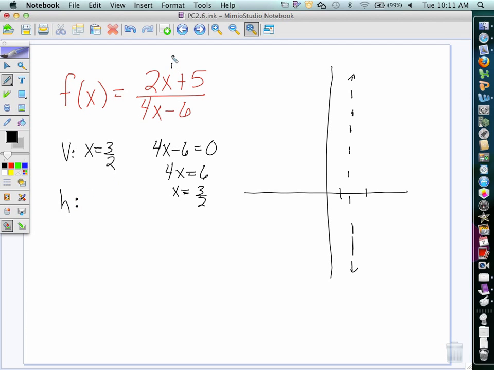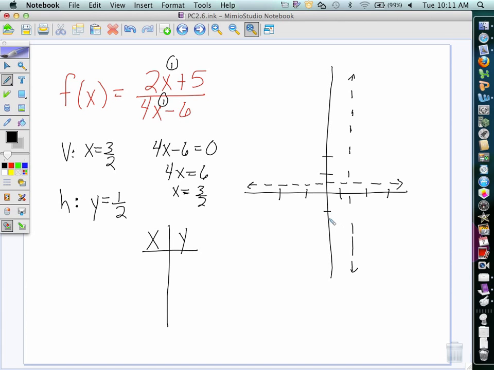For the horizontal asymptote, you compare the degree. The degree on top is 1, the degree on bottom is 1, so it is y equals the ratio of the coefficients, 2/4, which is 1/2. So I'm going to go ahead and place in there my horizontal asymptote at 1/2. All right, from here what we will do is we'll build a table of values like this and plot some points.